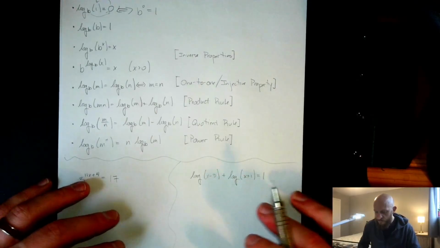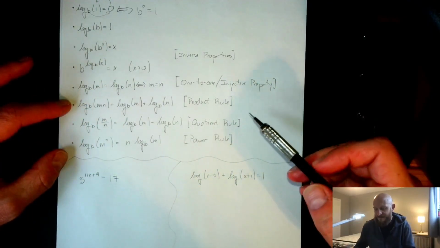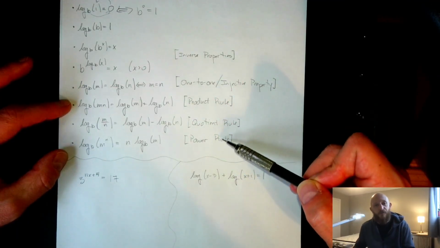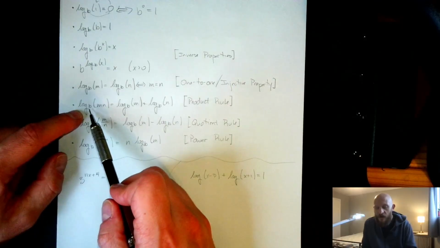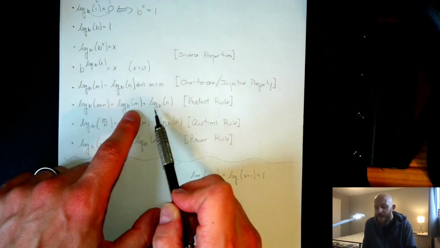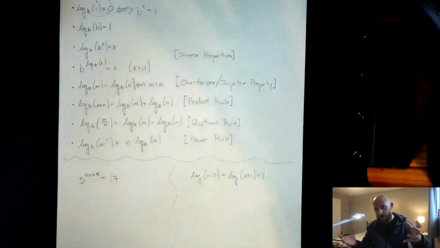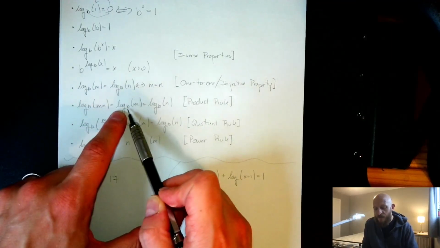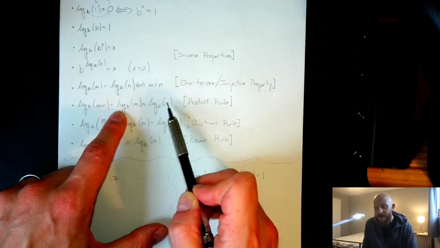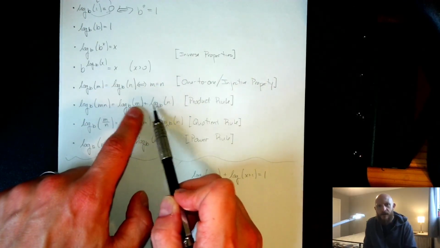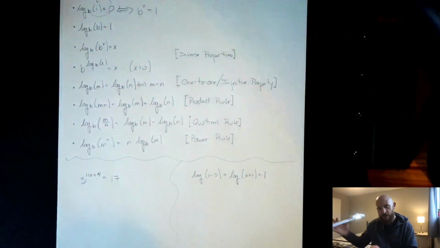The maybe three most important, most useful ones that tend to come up in solving these sorts of problems are the product rule, the quotient rule, and the power rule. So the product rule says that log base b of m times n, so when there's a product inside the argument, you can split that up as the sum of the log of each of those pieces of the product. So log base b of m times n is equal to log base b of m plus log base b of n. So if they're being multiplied inside of the argument, you can break them up as log base the first piece, plus log base the second piece.